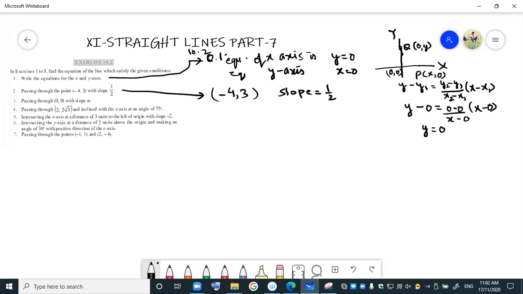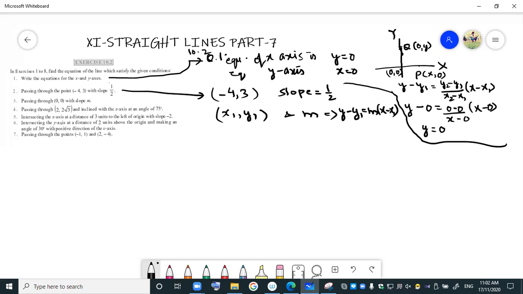So this is the condition when a line passes through a point having the slope m. If a line passes through the point (x1, y1) and has a slope m, then its equation is y minus y1 equals m times (x minus x1). This formula will be applied. You can just put the values here.